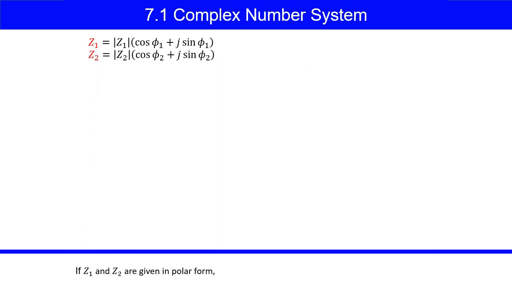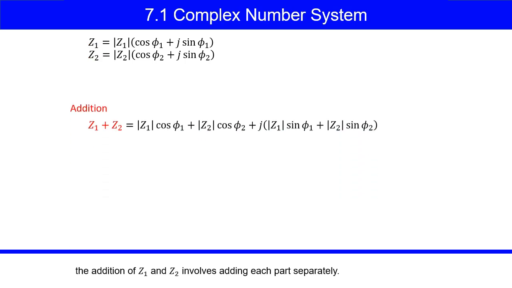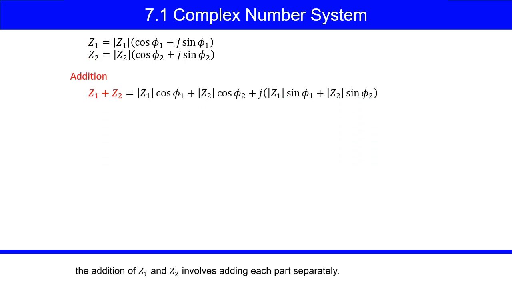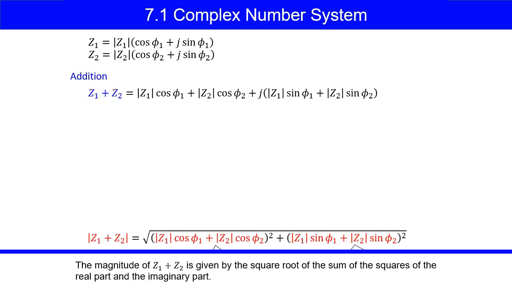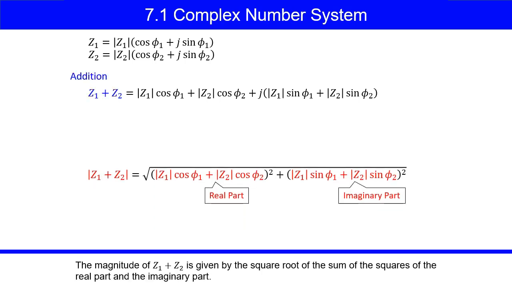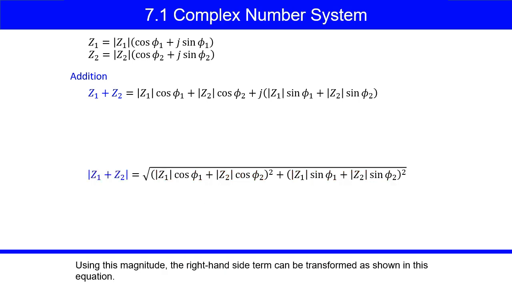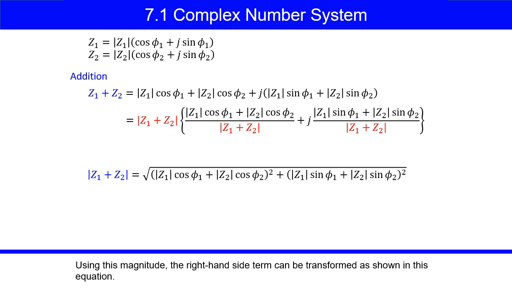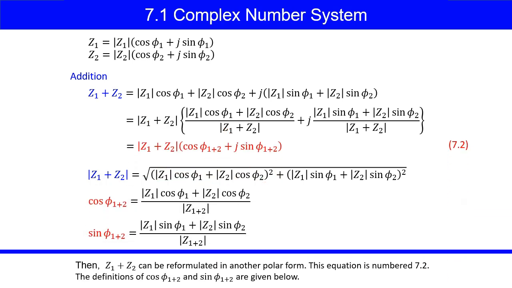If Z1 and Z2 are given in polar form, the addition of Z1 and Z2 involves adding each part separately. The magnitude of Z1 plus Z2 is given by the square root of the sum of the squares of the real part and the imaginary part. Using this magnitude, the right-hand side term can be transformed as shown in this equation. Then, the summation of Z1 and Z2 can be reformulated in another polar form. This equation is numbered 7.2. The definitions of cosine phi 1 plus 2 and sine phi 1 plus 2 are given below.